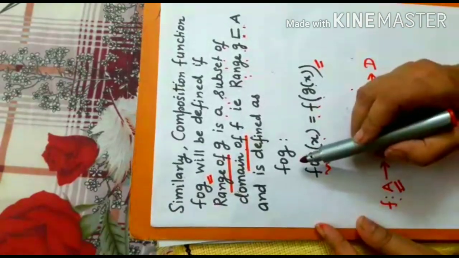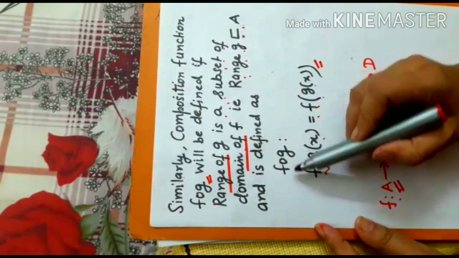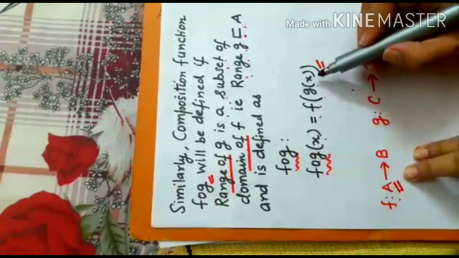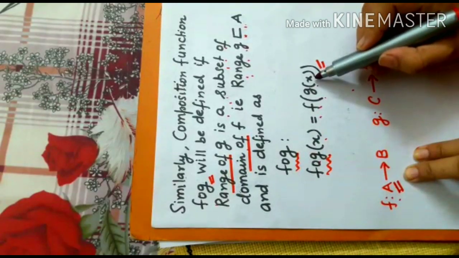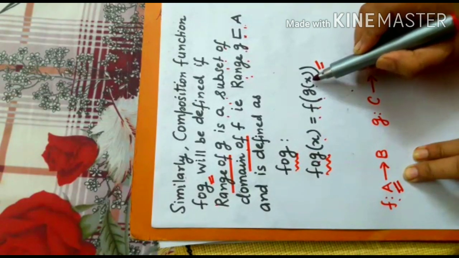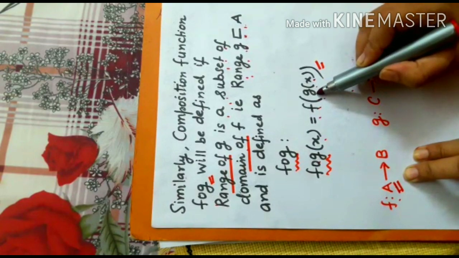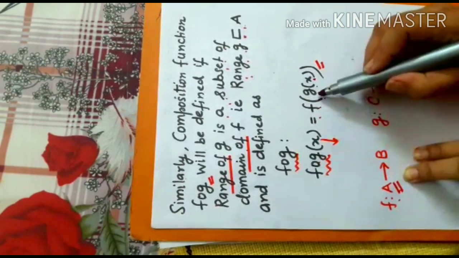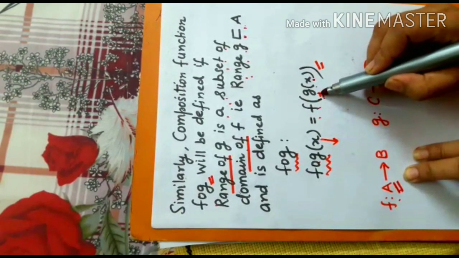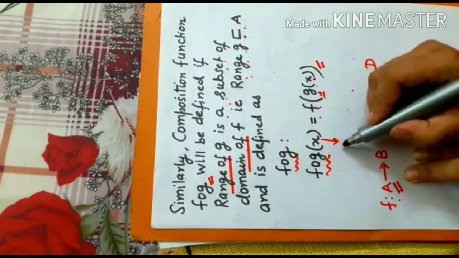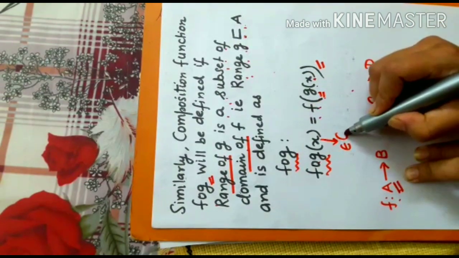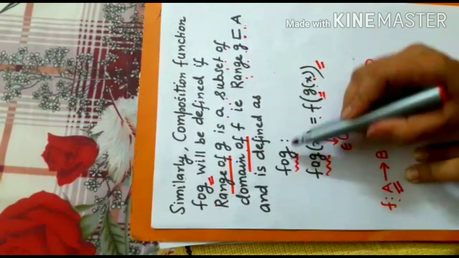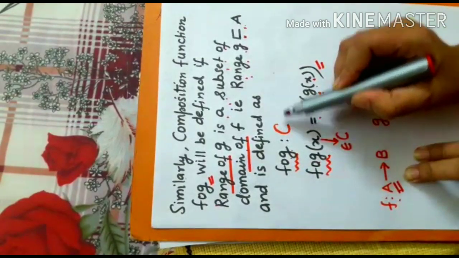Now let us see what will be the domain and the codomain of the function fog. Now look here. As we did earlier, on this x, first we are applying the function g. So this x should belong to the domain of the function g, which is C. So domain of fog will be the set C.